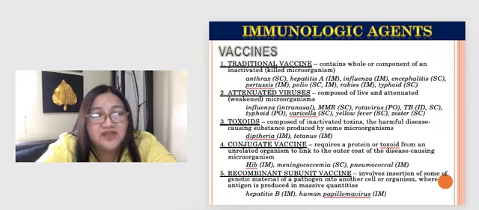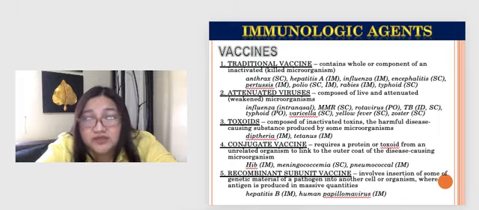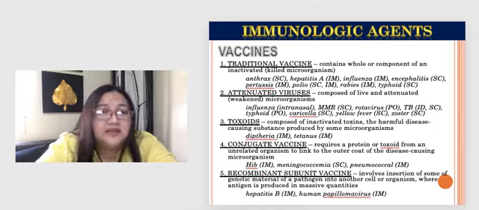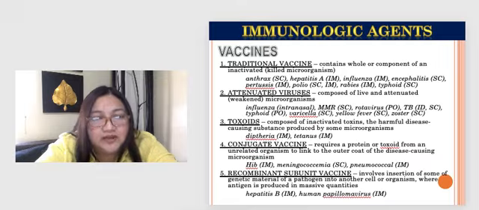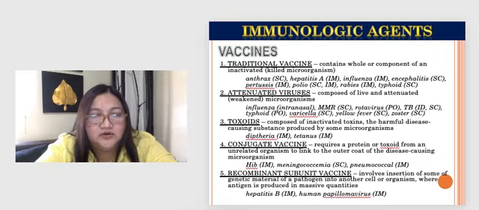Hindi yung mismong microorganism yung in-inject, but the harmful substance secreted or produced by that microorganism. So, example nung toxoid vaccine, yung diphtheria, tetanus vaccine. Pag conjugate vaccine naman, it's a protein or a toxoid from an unrelated organism that links to the disease-causing microorganism. So, ibang organism, pero linked siya dun sa isang microorganism na nagkakasakit, and effective din siya pag nag-produce ka ng antibody doon. Alright?